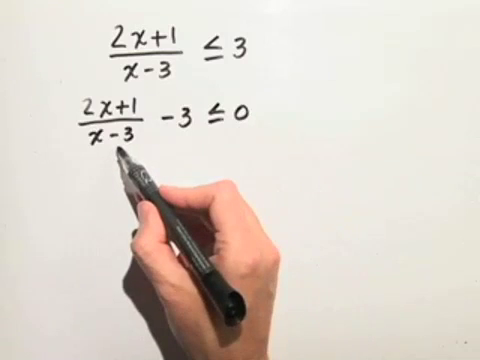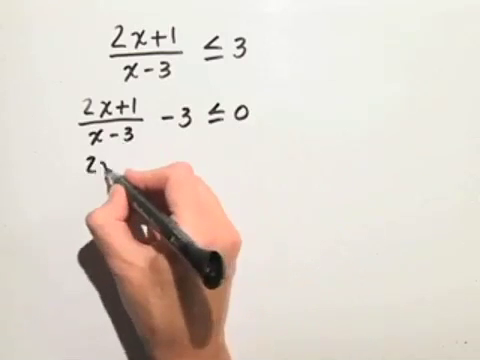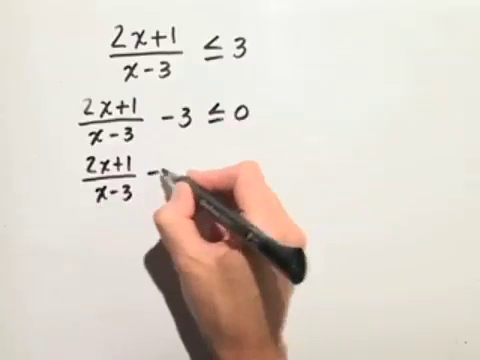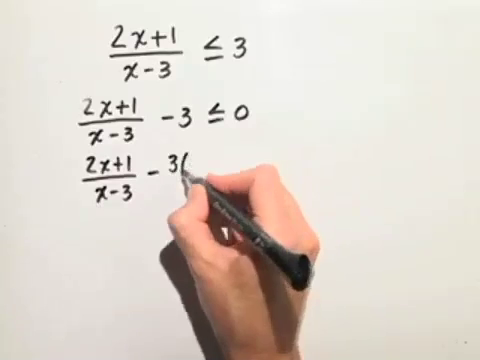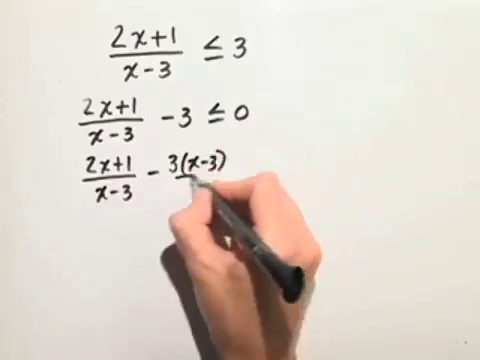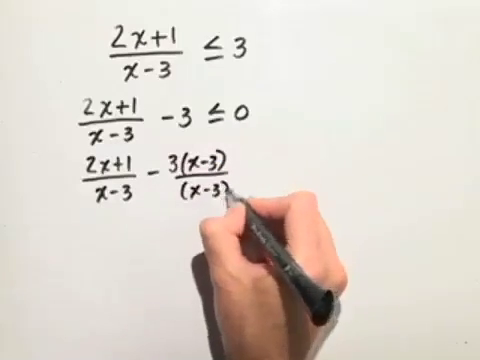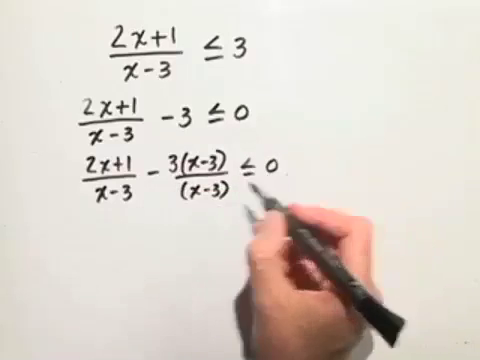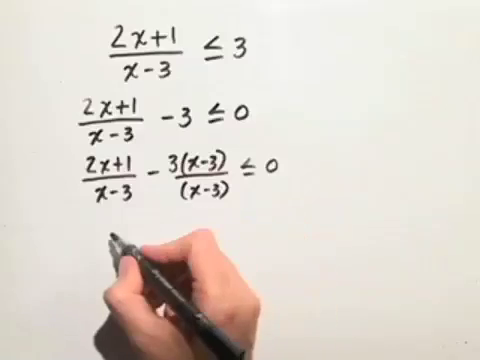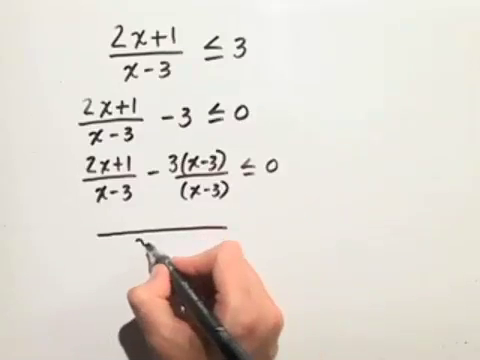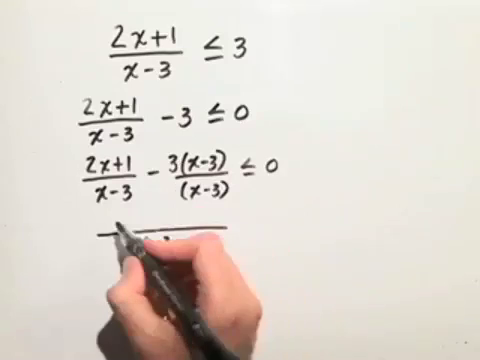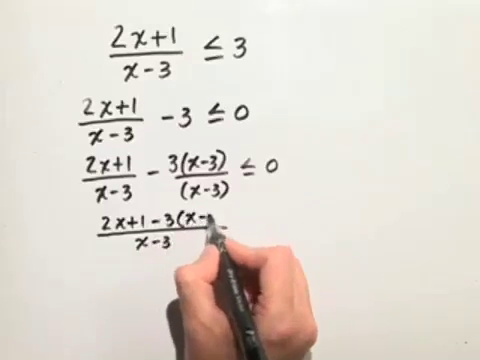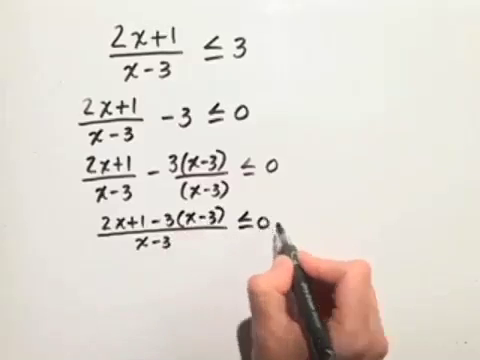Next, we need to get a common denominator of x - 3. So we have (2x + 1)/(x - 3) minus 3, and we'll just multiply the numerator and denominator by x - 3 to get a common denominator, is less than or equal to 0. Now we can write the left-hand side with one denominator, x - 3, and we'll combine the numerator, 2x + 1 minus 3 times the quantity x - 3.